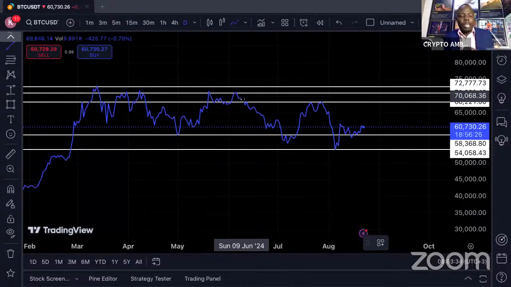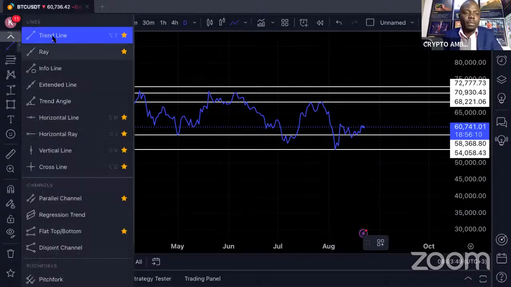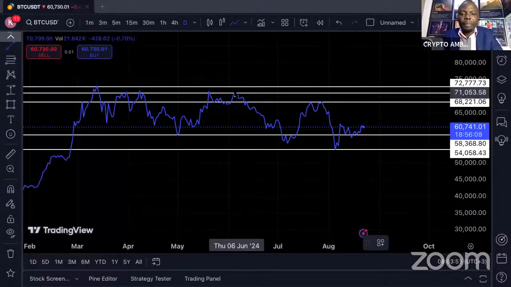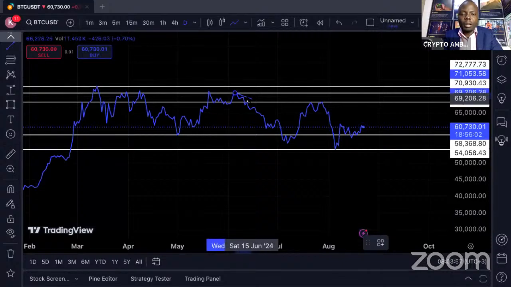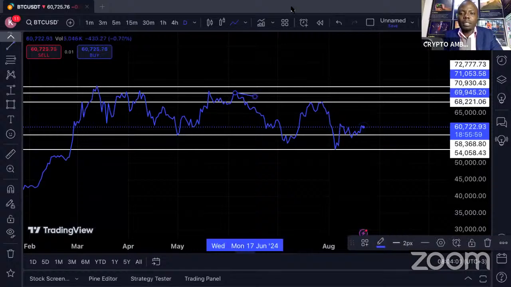Answers in the chart. Where I have pointed, is it an uptrend or a downward trend? Where I pointed here, is it an uptrend or a downward trend? Let me see what people are saying. Thank you, it's a downward trend. So we move.